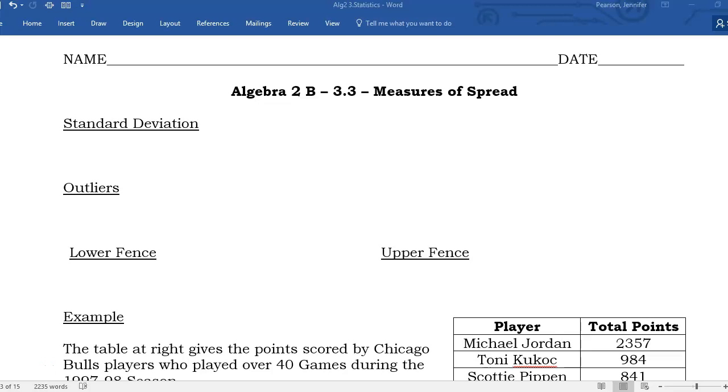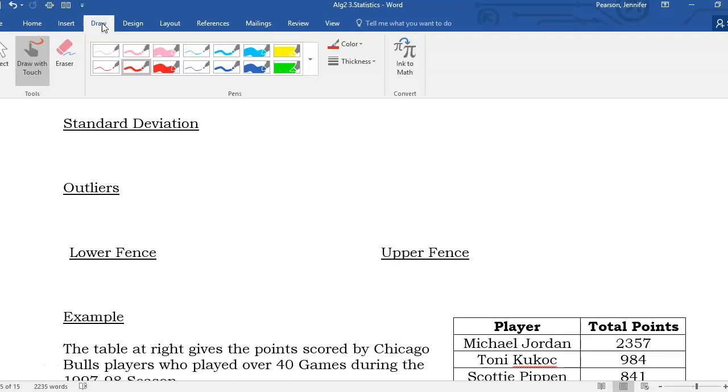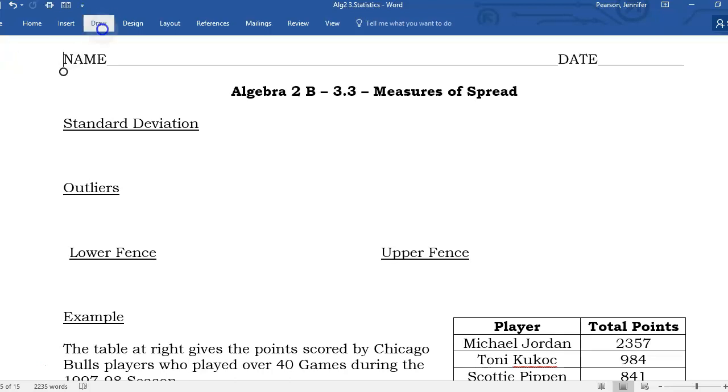This is Algebra 2B, Statistics Lesson 3, Measures of Spread. So first, we're going to start with standard deviation. Standard deviation is going to be a data set's average distance from the mean.